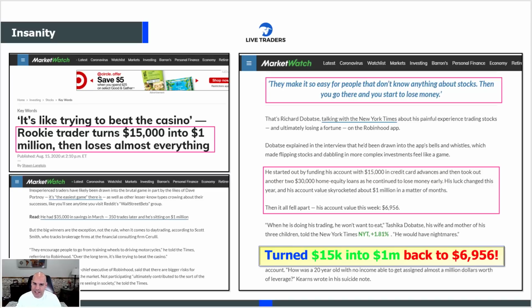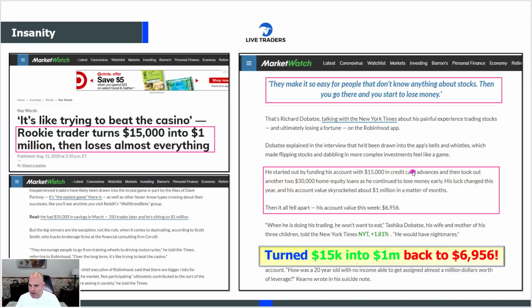Wow. When's the last time you heard somebody say, oh, it was too easy to do that? Not very often, right? So this person's blaming them. Long story short, they went from 15 to a million, and a million back down to $6,956. Wow. And this is bad because it's not really 15,000 when you think about it.